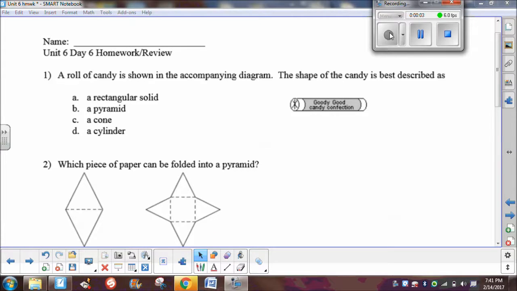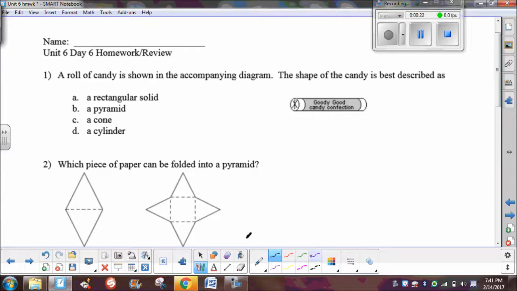Review for Chapter 6. So we're going to walk through some of these questions. Well, actually, we'll do all of them. I may leave some of the calculations up to you guys. It says a roll of candy is shown in the accompanying diagram. The shape of the candy is best described as. So what is this roll of candy best described as? I would say that it is a cylinder.